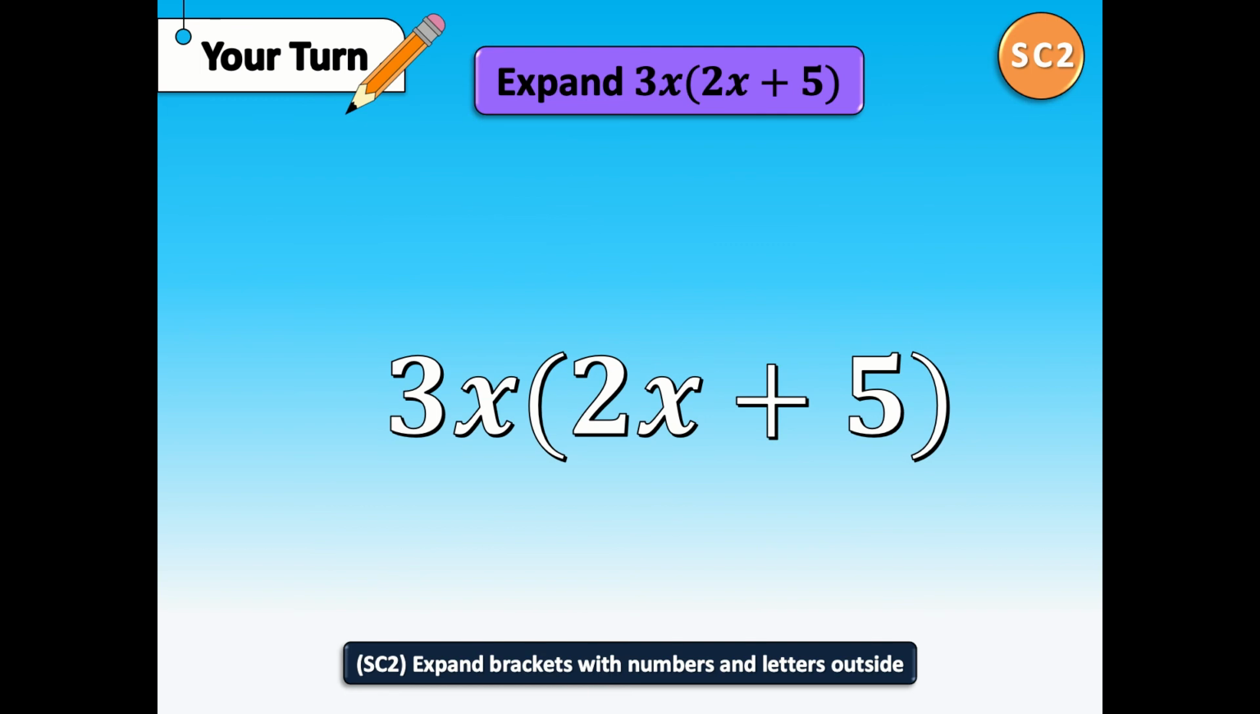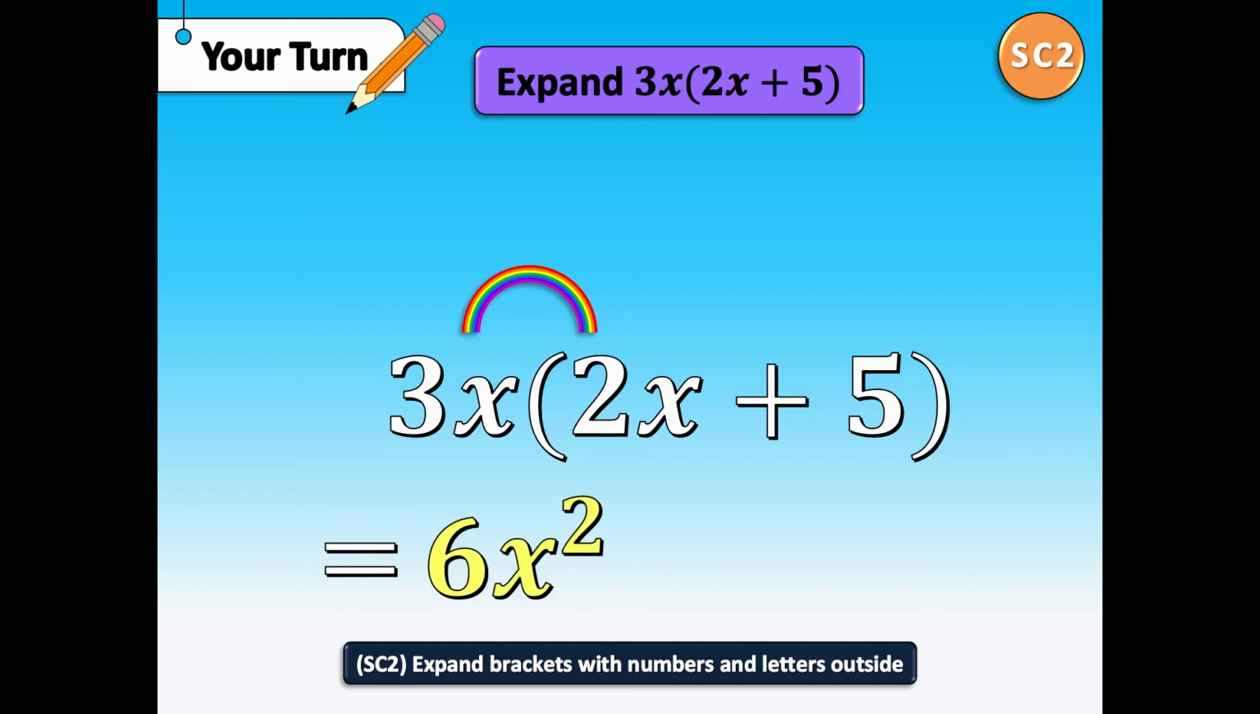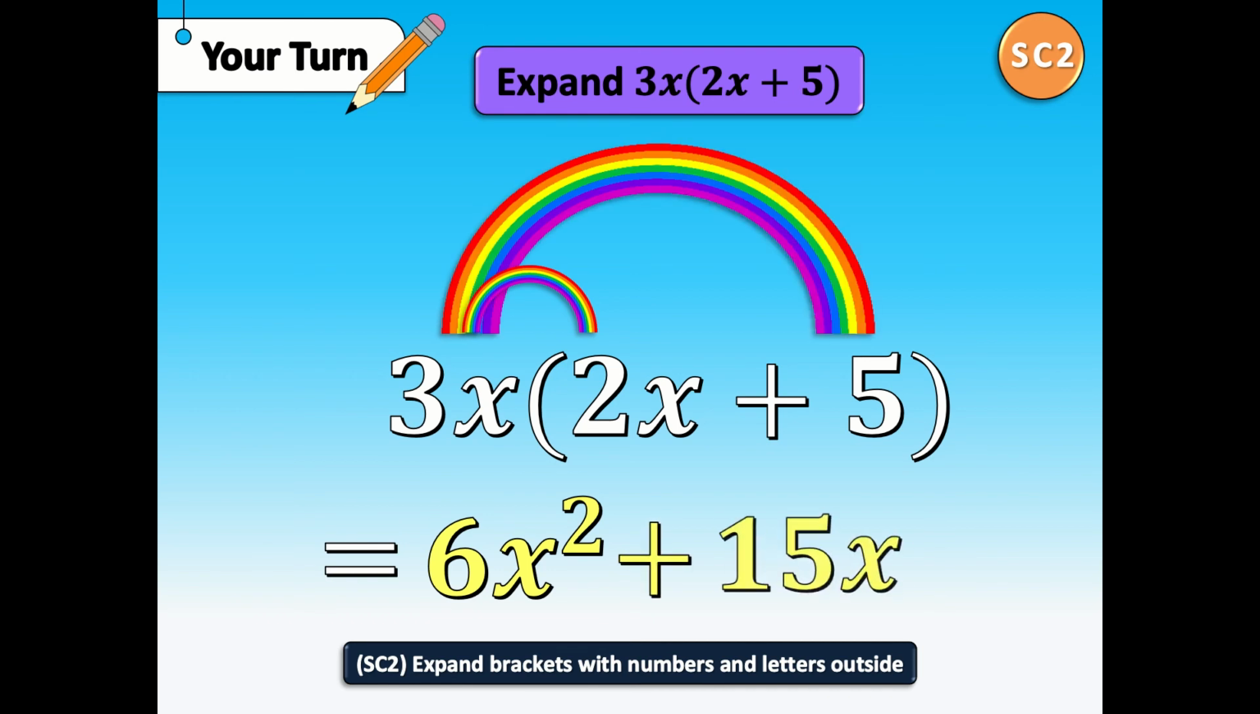Here's a question for you to have a go at. Pause the video, and when you're ready to see what you should have done, press play. So for this question, we do 3x times 2x. So 3 times 2 is 6, and x times x is x squared. Then we do 3x times 5, which is 15x.